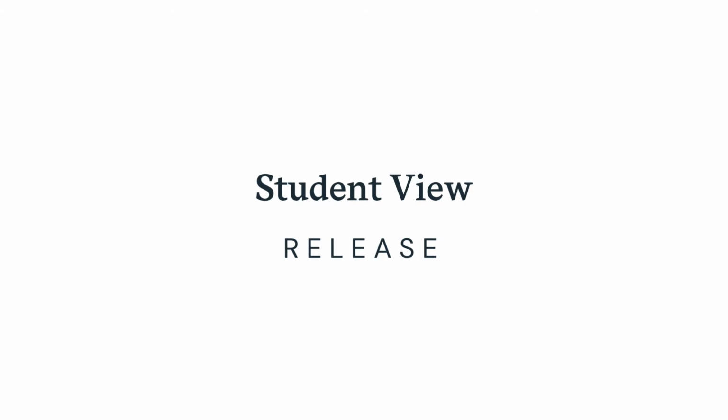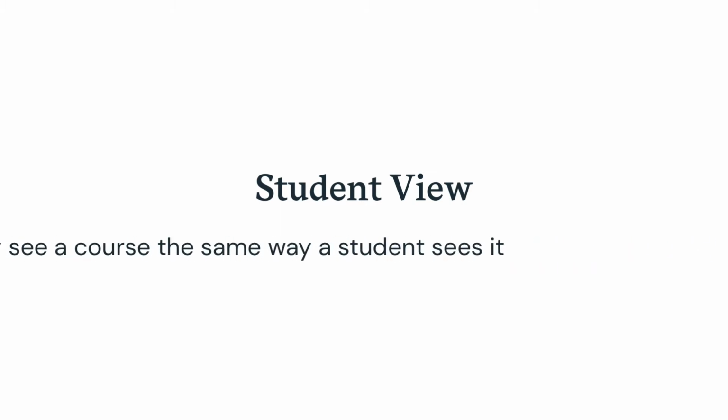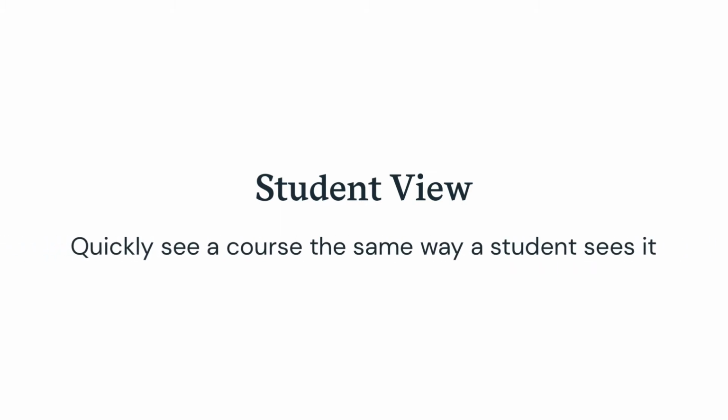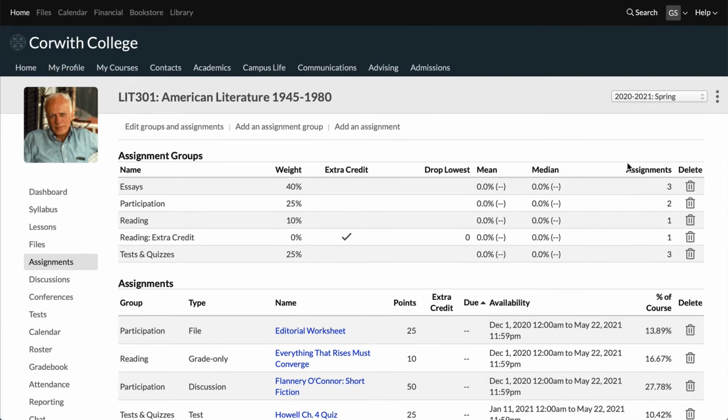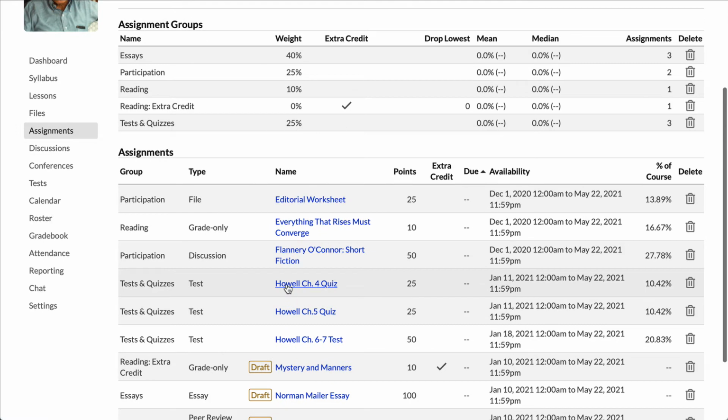In our latest release, we've added a helpful new feature, Student View. Student View allows faculty members to see a course the same way a student would. As an example, let's say a student reports that they can't access a quiz assignment for this Literature 301 course, the quiz for Chapter 4 of the textbook specifically.